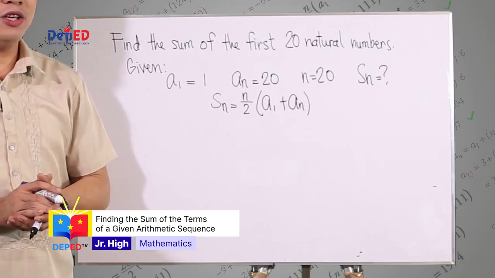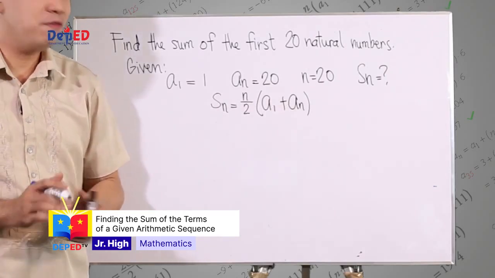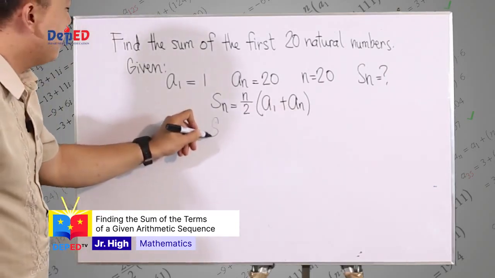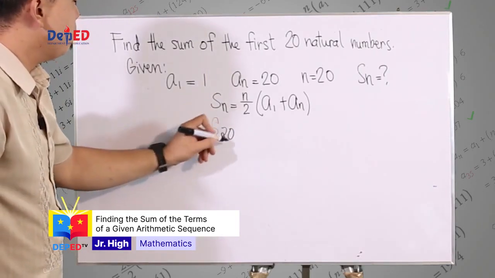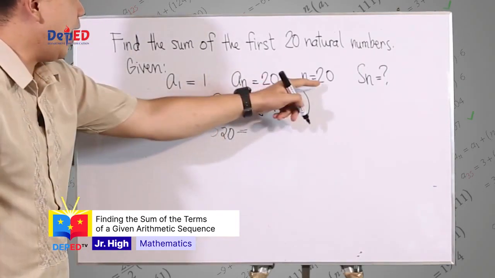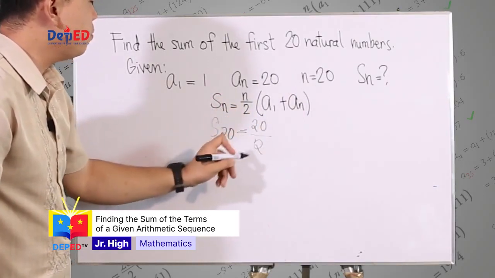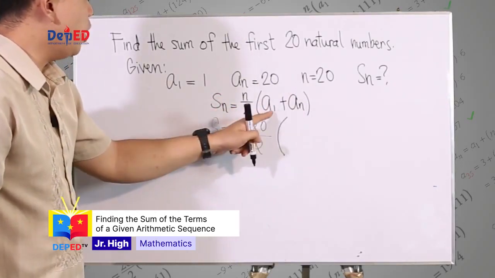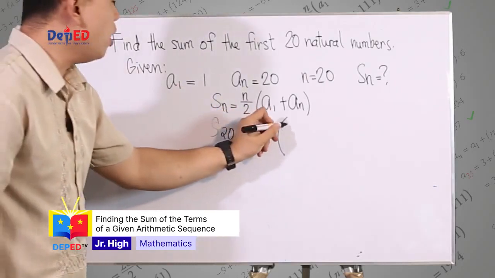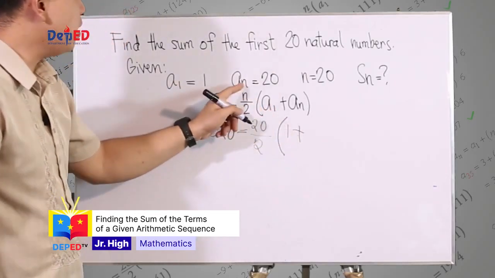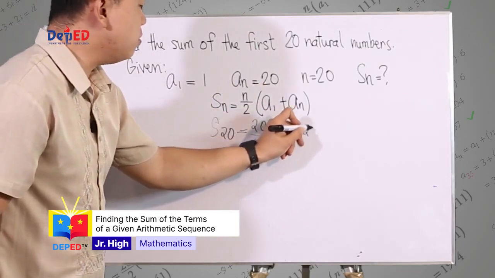Substituting the given values in the formula, we will have S sub 20 is equal to, our n is 20 divided by 2 times our a sub 1 is 1 plus our a sub n is equal to 20.